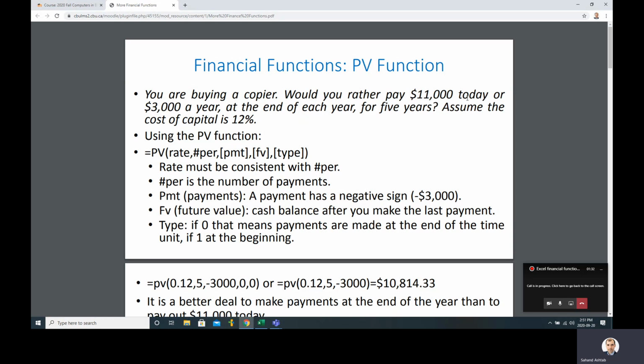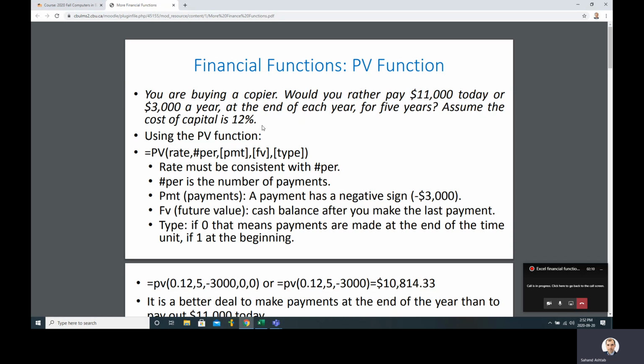So the first example is on using the PV function, which is for present value. You're buying a copier. Would you rather pay $11,000 today or $3,000 a year at the end of each year for 5 years, assuming that the cost of capital is 12%? Now, cost of capital is the expected rate of return. It can be interpreted also as cost of debt or interest rate. So we can just think of it as interest rate.